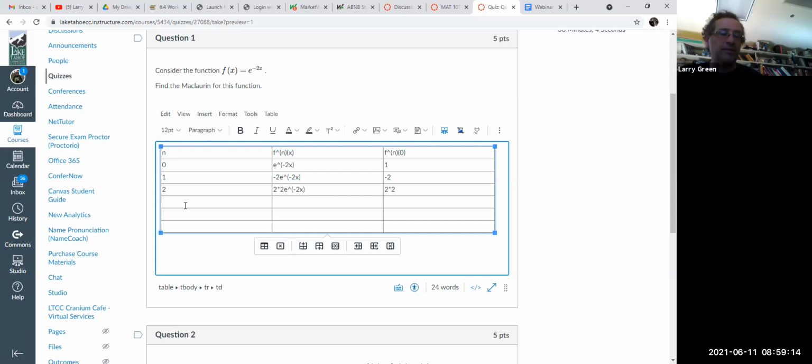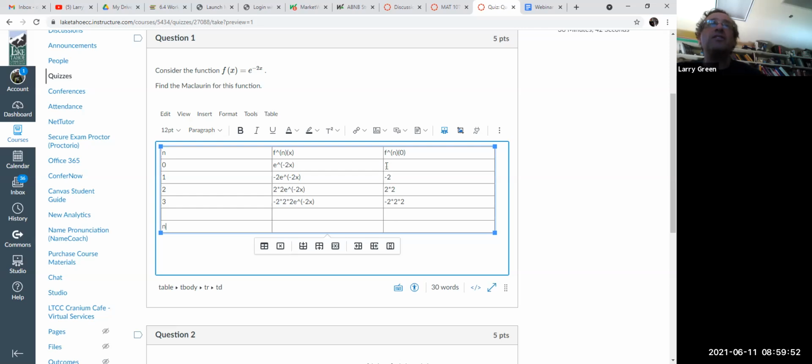So let's go for n equals 3. Again, another chain rule, you get 2 times 2 times 2. And this one's negative, e to the negative 2x. And that's negative 2 times 2 times 2. At this point, you might see the pattern. I'm hoping you do. So let's see what n is going to be.